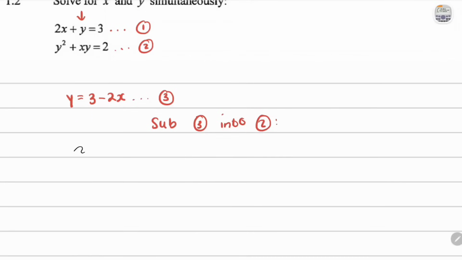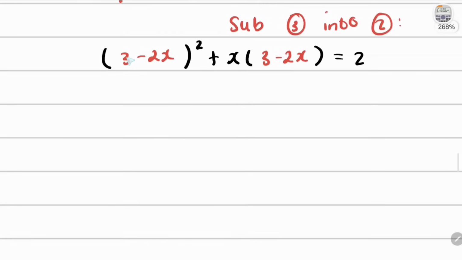So we have y squared. So in place of that, we're going to say (3 minus 2x) squared. And then we have plus x and then multiply by 1. So we'll replace it with (3 minus 2x). And then this is equal to 2. Okay, so let's go ahead and simplify.